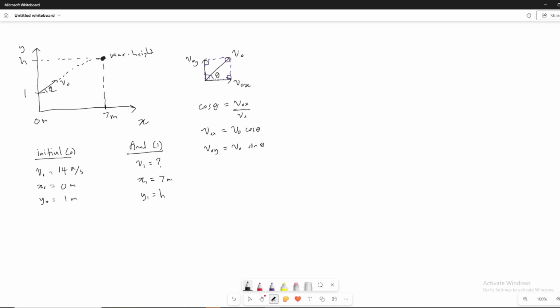Now let's look at the maximum height point. At maximum height, the y direction velocity equals 0. So here v1y equals 0 meters per second. Let's try to use this information first.